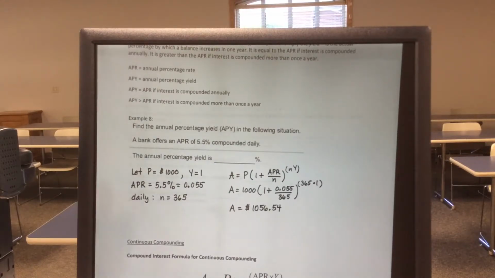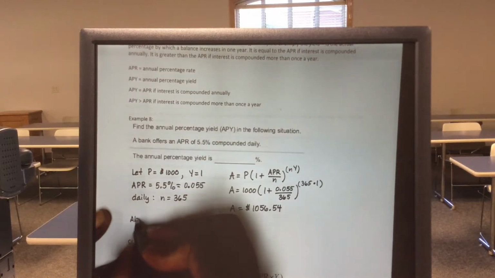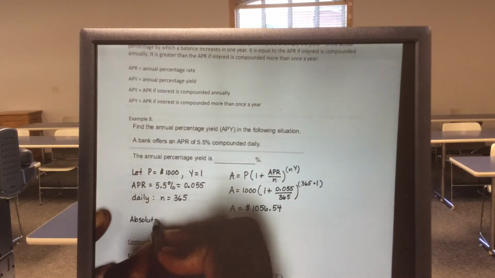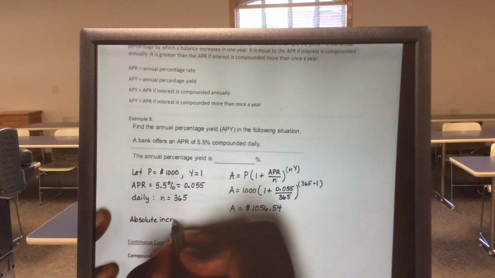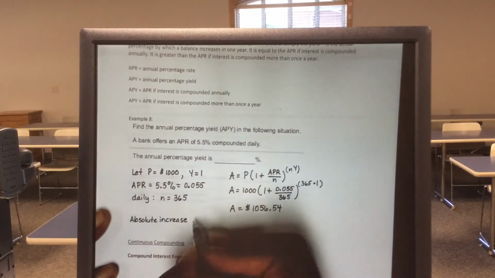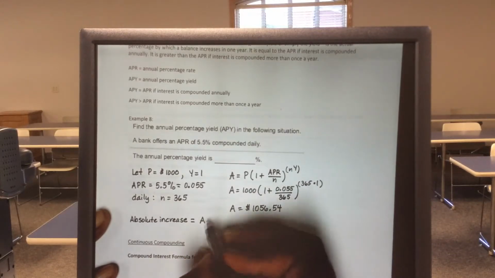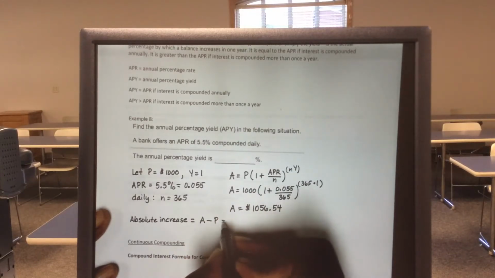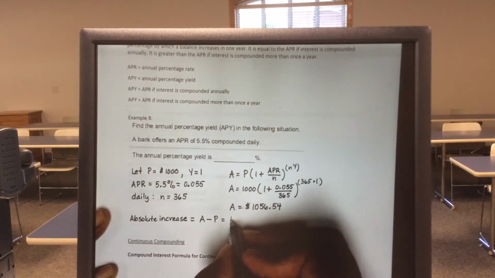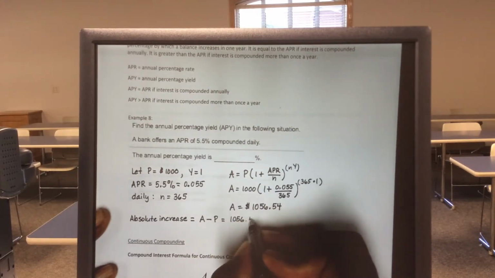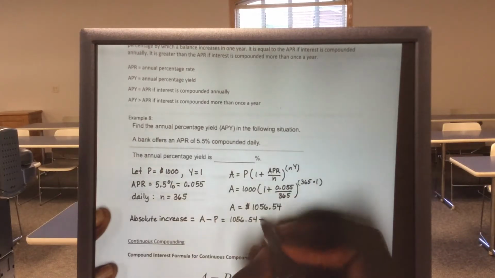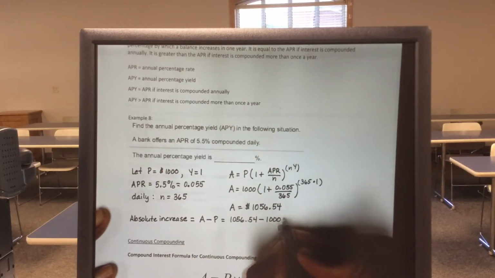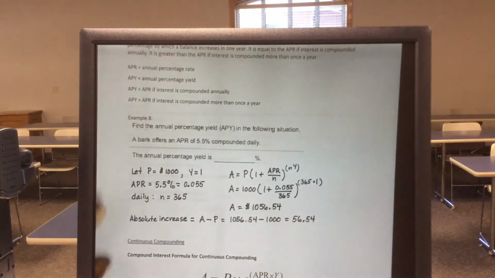Now, I need to find out what they call the absolute increase. That's going to be equal to the amount that I came up with after 1 year minus the principal. This amount was $1,056.54. Subtract from it the principal of $1,000. You'll get $56.54. That will be the absolute increase.